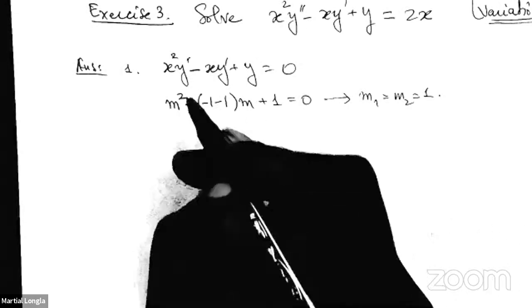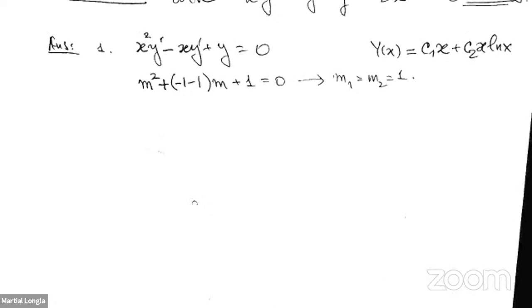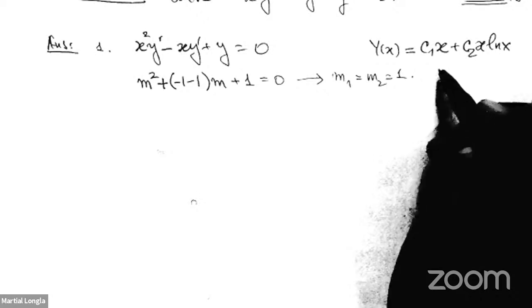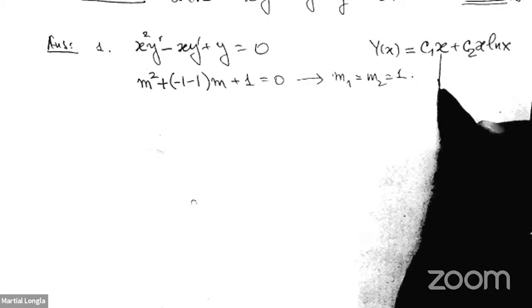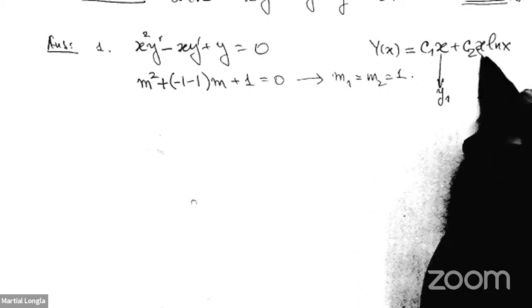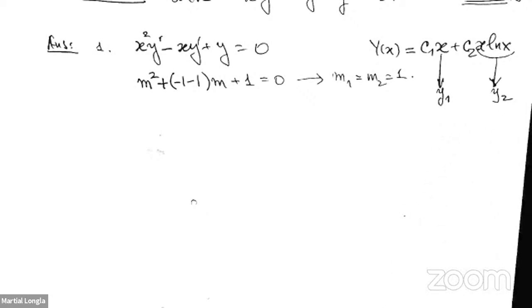Okay. So the answer is y of x equals c1 x plus c2 x ln x. So that's the solution of the homogeneous problem. So technically, that means if we want to do the method of variation of parameters, this is y1 and that is y2.